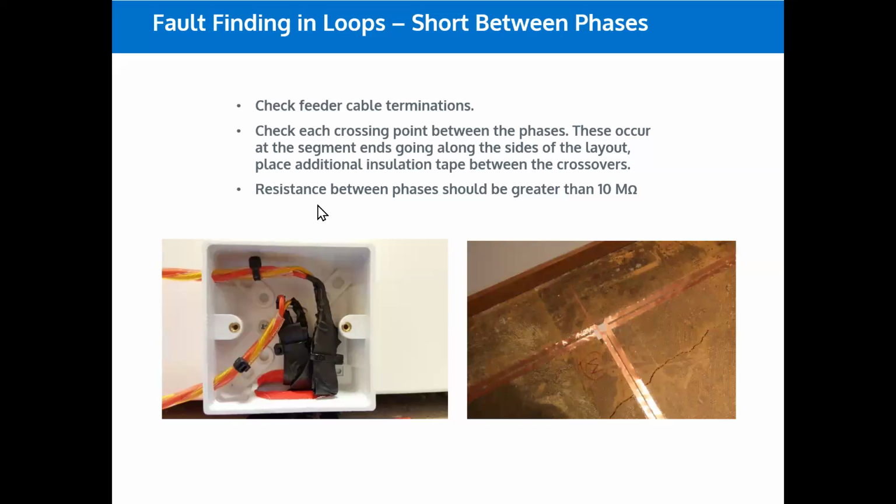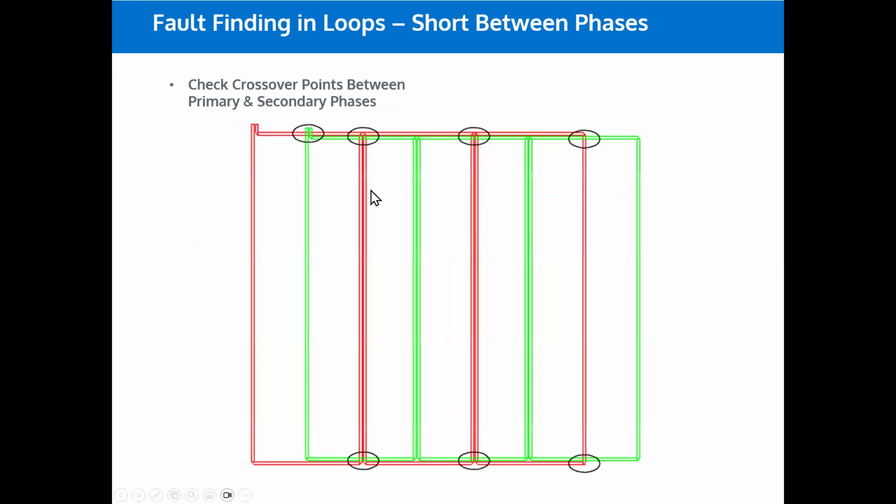Again, when you're measuring the resistance, the resistance between the phases should be open circuit. It should be an infinite resistance. But you're looking for a value of greater than 10 megaohms, which is effectively infinite resistance. That's what you're looking for. So just a diagram of that. Obviously there's not going to be any shorts in this area here.